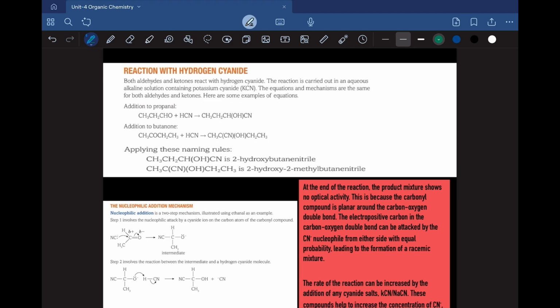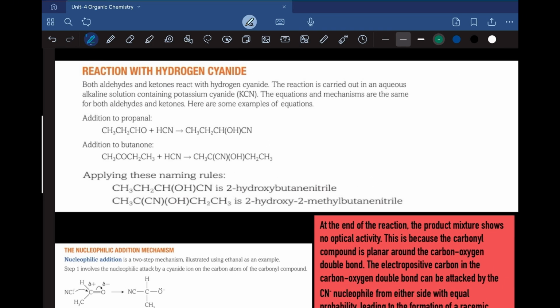We will learn about the reaction with hydrogen cyanide. So what is the reaction of hydrogen cyanide? Who will actually react with hydrogen cyanide? The carbonyl compounds will react with hydrogen cyanide. So here you can see propanol.